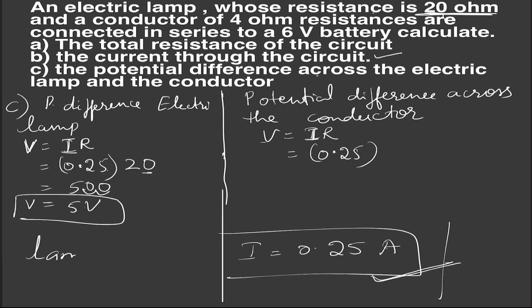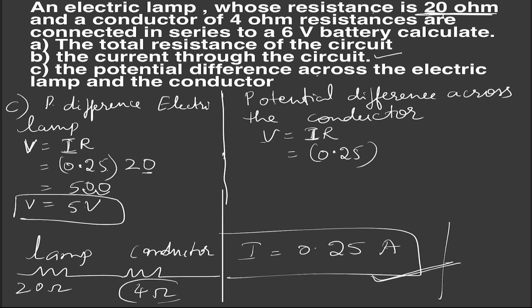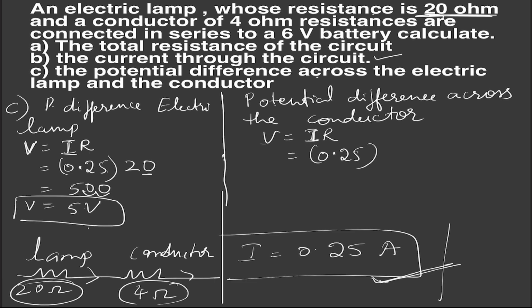According to the question we have a lamp and a conductor that are connected in series. They have given the resistance values also: here it is 20 ohm and for the conductor it is 4 ohm. I agree, definitely the resistance value is different. In series, the same amount of current flows through the circuit. Hence, in both the cases, we will be taking the value of I as 0.25 ampere. This is a very important step. Many children tend to forget this step.